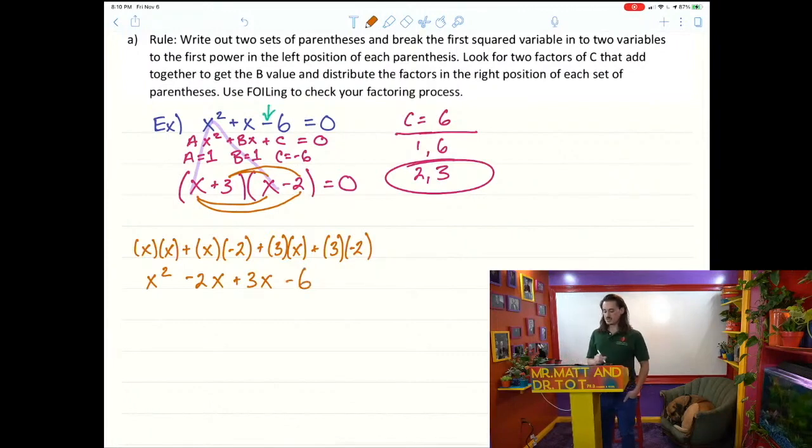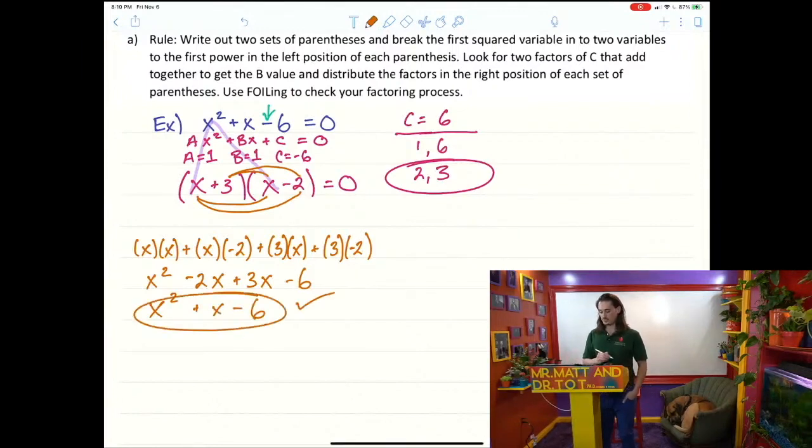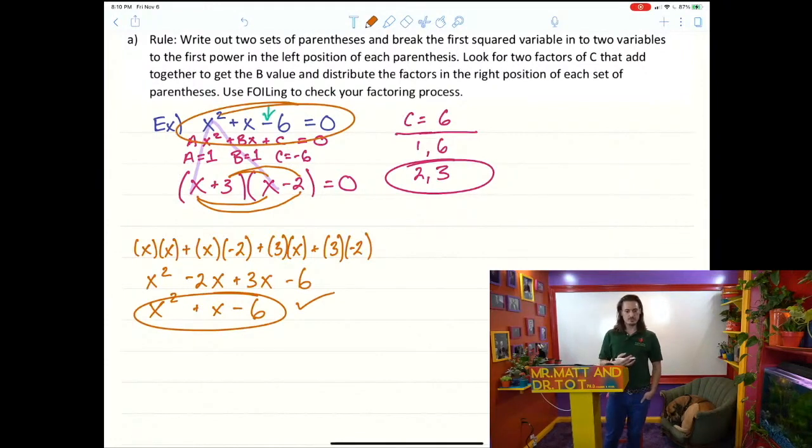Notice that negative 2x plus 3x is going to give you a positive x. So after FOILing, we end up with exactly the same thing that we started with. And that's a check that you did the right process.